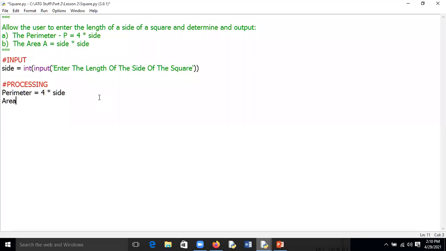To calculate your area, actually, guys, remember I told you all variables should be in lowercase. Right, so that would equal to, and it's going to be side times side. That's one way of working it out.